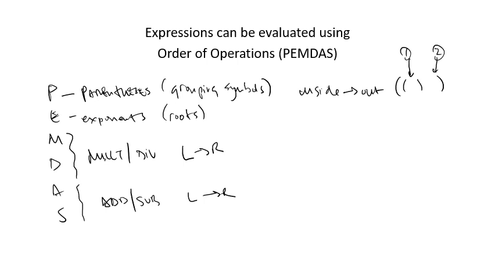So we're going to do all of our grouping symbols, then evaluate all of our exponents, then multiplication and division from left to right, and then addition and subtraction, also from left to right. So this is how we're going to evaluate our order of operations. Probably doesn't need to be said because we've covered this already so much this semester, but obviously not following order of operations is going to yield the incorrect answer.